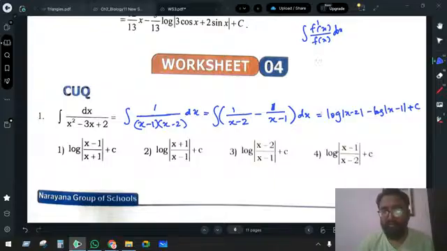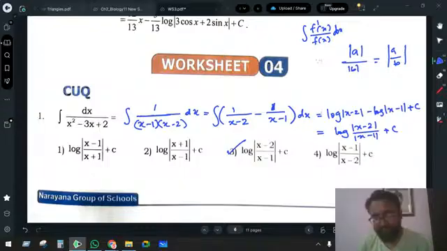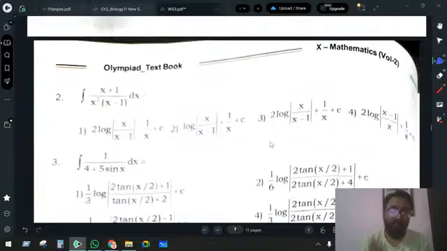And you know the integral logarithm formula, log a minus log b is log of mod a by b. Mod you can write, this is mod a by mod b or mod a by b. Both are same. No issue. So here it is log of mod x minus 2 by x minus 1, this is option number 3. Clear? Yes, sir. But you have to do all these things.